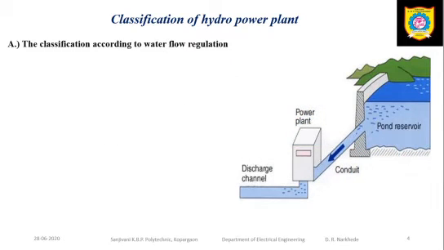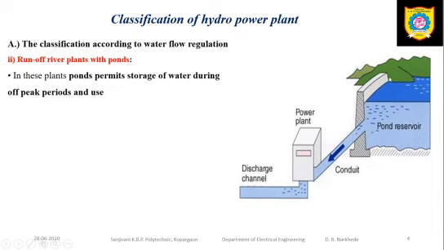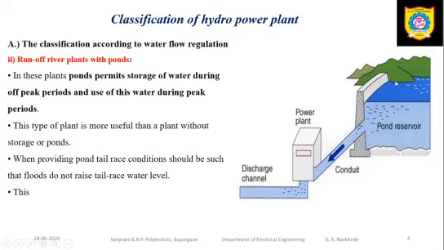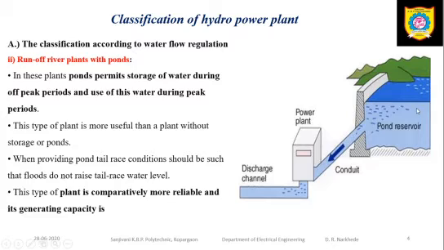Then the next type is the runoff river power plant with ponds, in which we are going to construct a pond. In these power plants, the ponds permit storage of water during the off-peak periods and use of this water during the peak period. So here we construct the ponds so that the water is stored over here, and when I require the water, I will just use it. During the peak hour, I use the water stored in the pond for generation of electricity. This type of plant is more useful than the plant without storage or pond.